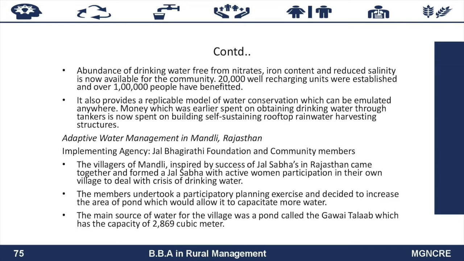And the last initiative which I am going to discuss is adaptive water management in Mandli, Rajasthan. The implementing agency was Jal Bhagirathi Foundation and community members. So the villagers of Mandli, inspired by the success of Jal Sabhas in Rajasthan, came together and formed a Jal Sabha with active women participation in their own village to deal with the crisis of drinking water.